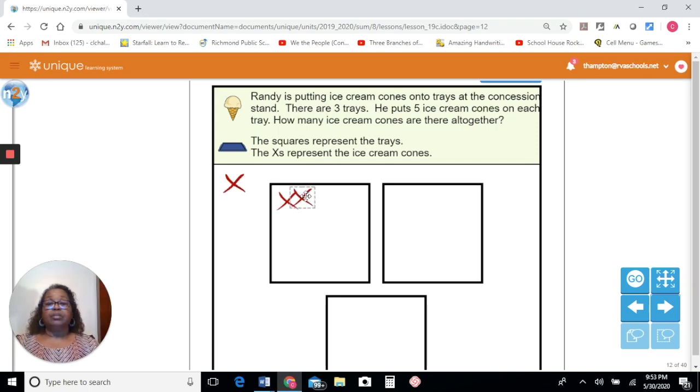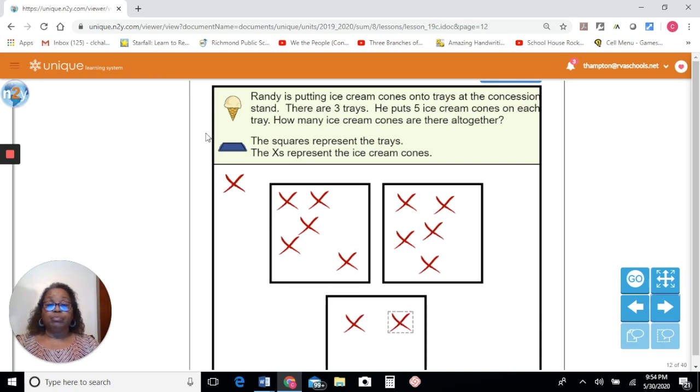1, 2, 3, 4, 5 on one tray. 1, 2, 3, 4, 5 on the second tray. And the last tray also has to have what? 5. 1, 2, 3. I'm going to move this up so I can get all of that in.